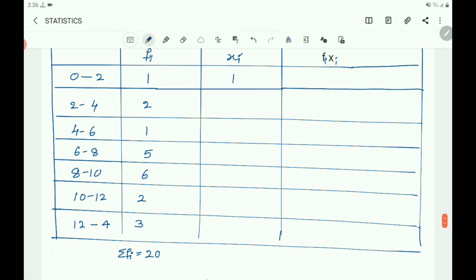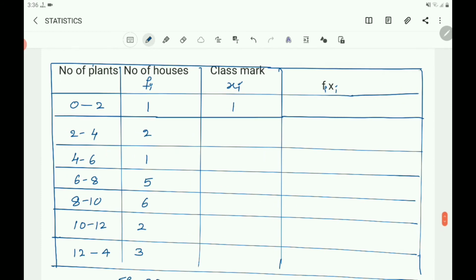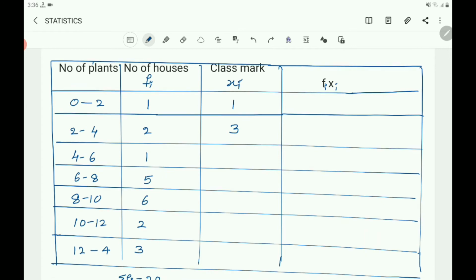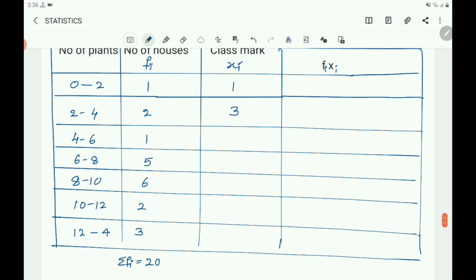Next 2 and 4. 4 plus 2 by 2, 4 plus 2 is 6, 6 by 2 equals 3. xi for 2 to 4 is 3. Next, for this the class mark is 6 plus 4 by 2. 6 plus 4 is 10, 10 by 2 is 5. So here you write 5.